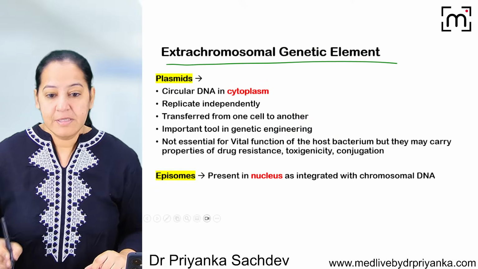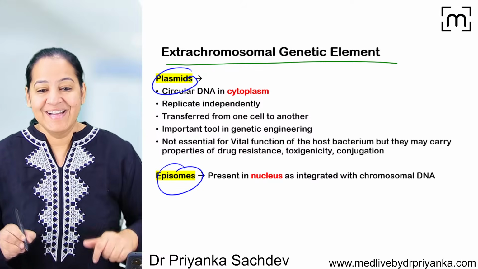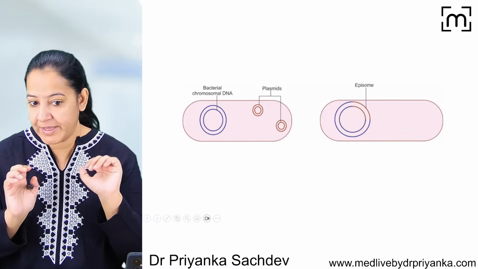How many of you got it? So there are two things, plasmids and episomes. Are you getting it? Give me a thumbs up if you got it. So plasmids and episomes. Can you see this diagram? Both of them are in the bacterial cell. I hope you can see.